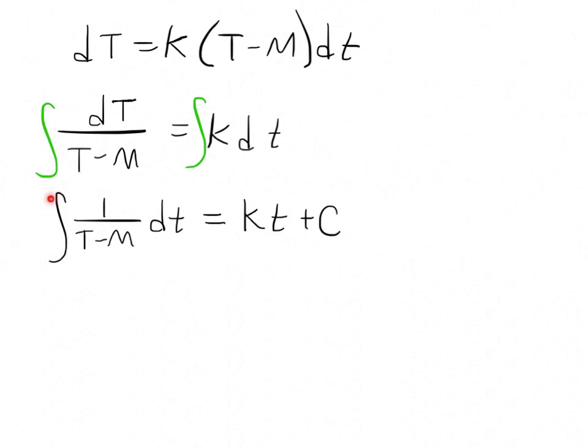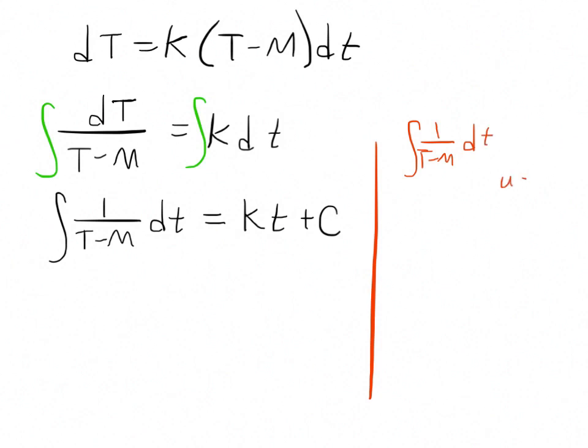Now, this integral on the left is a little bit complicated because it's not just 1 over t, it's actually 1 over t minus m. So I may need to do a little u substitution. I'm going to do that over on the side. If I have to do the integral of 1 over t minus m dt, I'll make my u the thing on the bottom. Oops, sorry, just realized that should be a d big T.